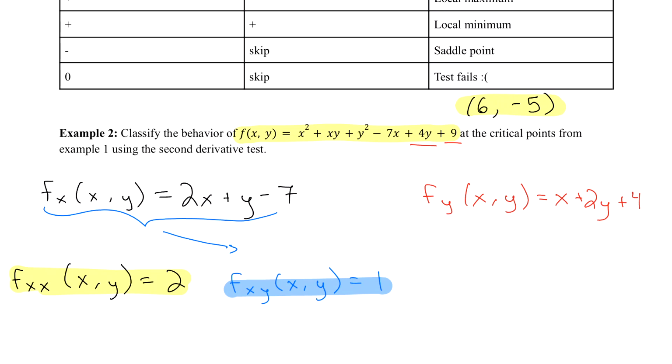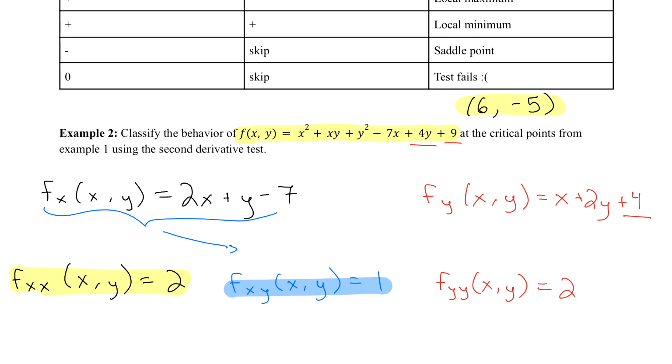I'm going to use that to help me find my second order partial derivative. So I'm going to take the derivative with respect to y. I'm looking at this point right here one more time. So x is a constant with respect to y, so its derivative is 0. Derivative of 2y would be just simply 2.